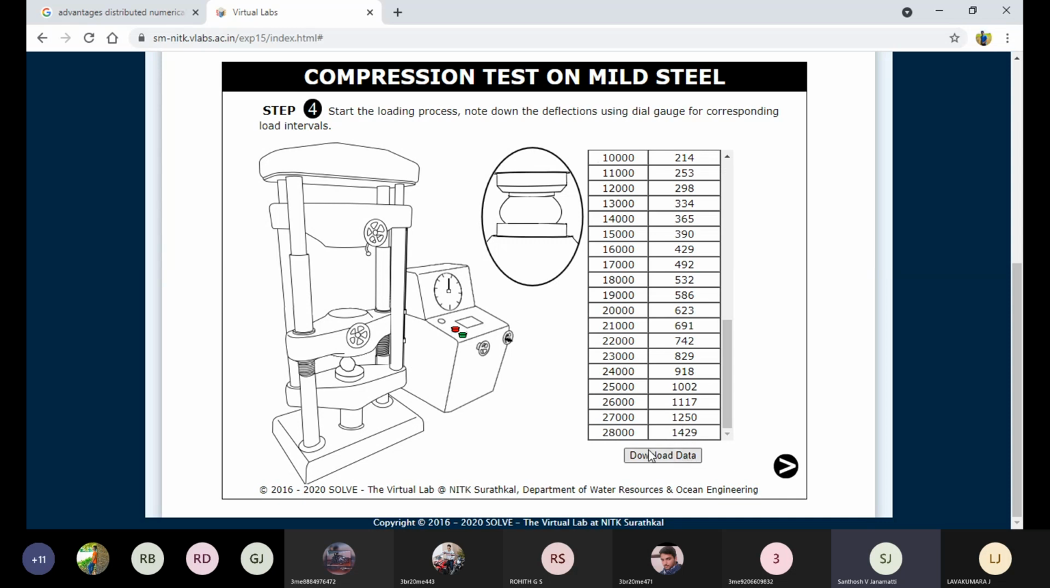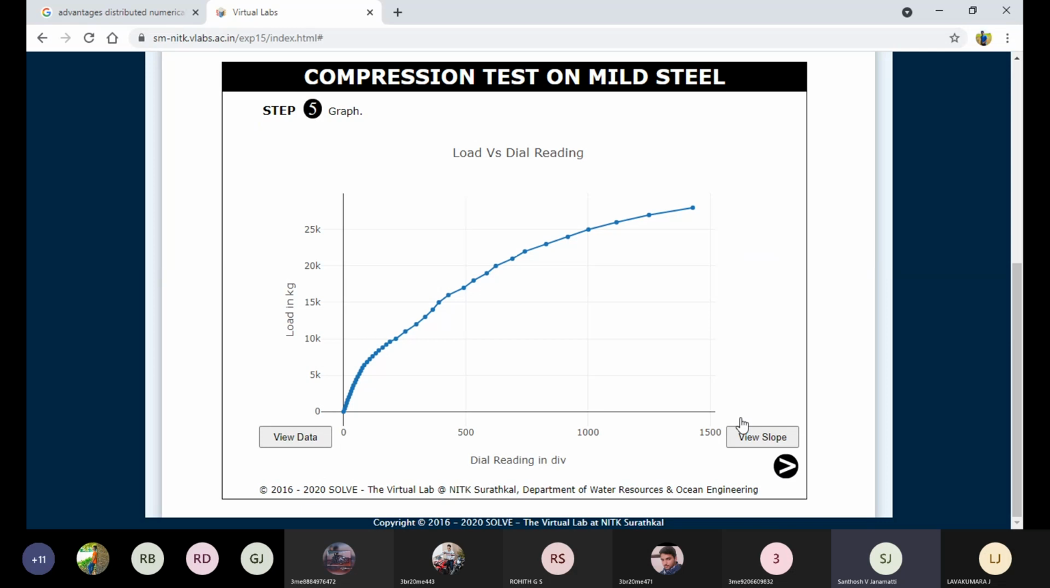You can also download the data, no problem. With the help of the stress-strain, we get the automatic graph. Otherwise, you need to take all the data manually and draw the curve yourself.